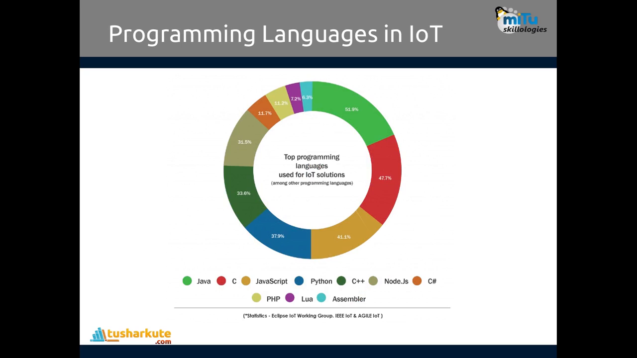Now, what are the programming languages required? See, this statistic is shown for the IoT working group in IEEE IoT and the Agile IoT group. Their survey is showing the IoT application programming languages here. You can check out what the current scenario is. From the current scenario, the highest number of devices are deployed using Java. Almost 52% of devices in IoT are using Java. 47% are using C.